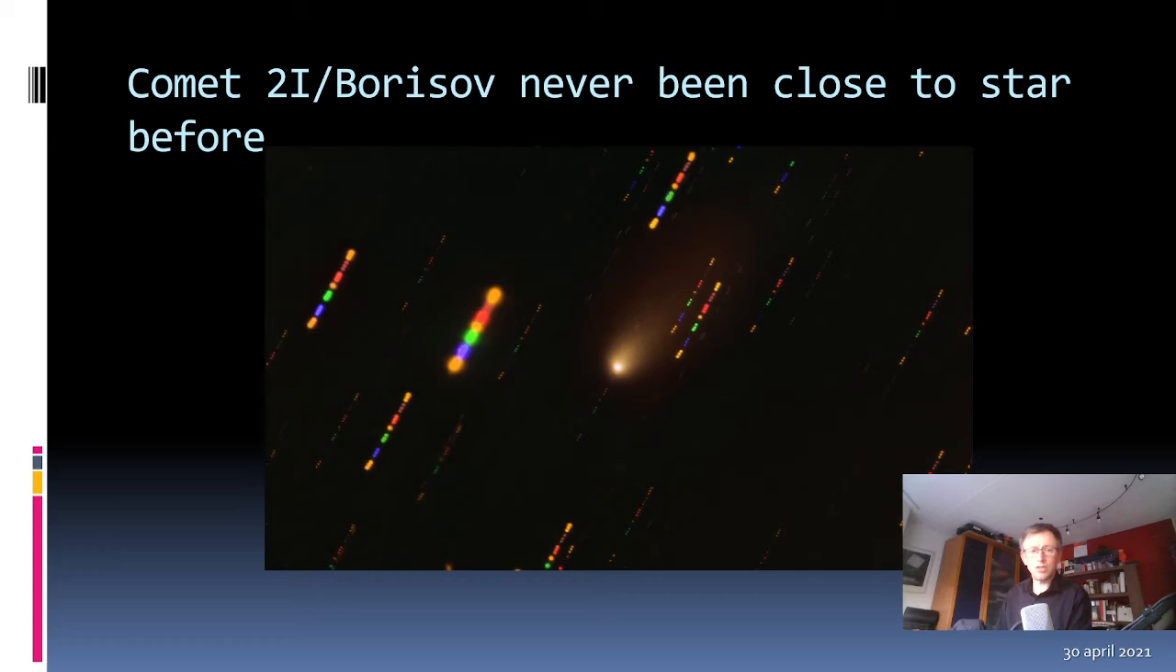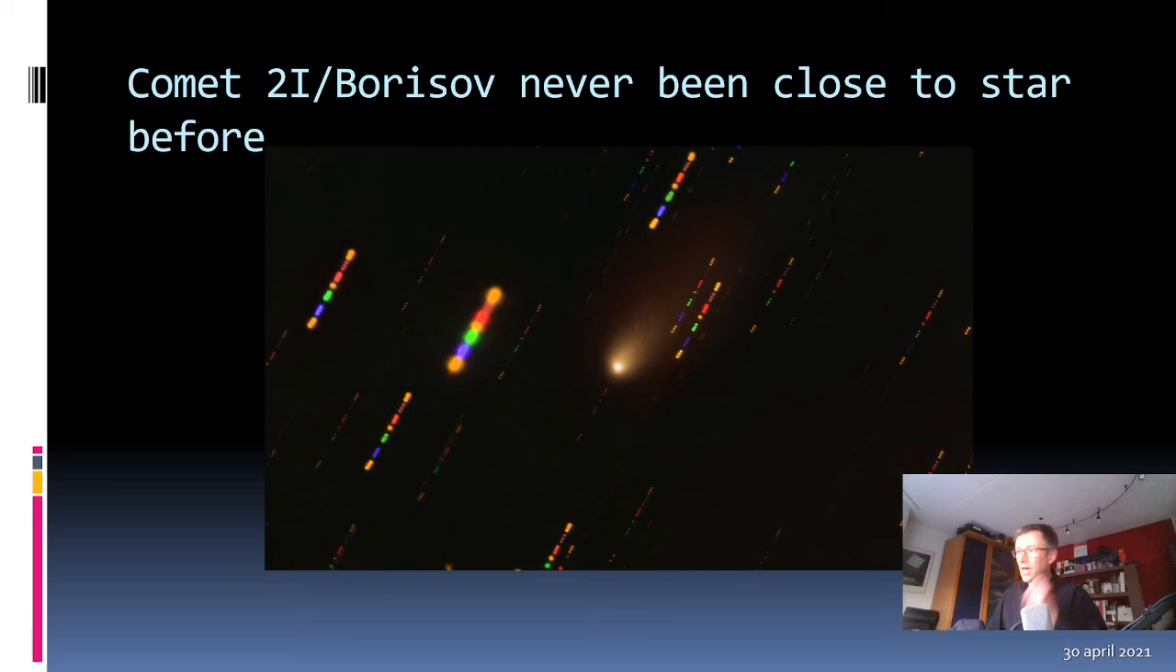Borisov is a Russian amateur astronomer who discovered this comet. And comets are one of the few things in the cosmos where, if you discover it, you can name it, give it your name. So 2I Borisov was the second interstellar object we discovered.